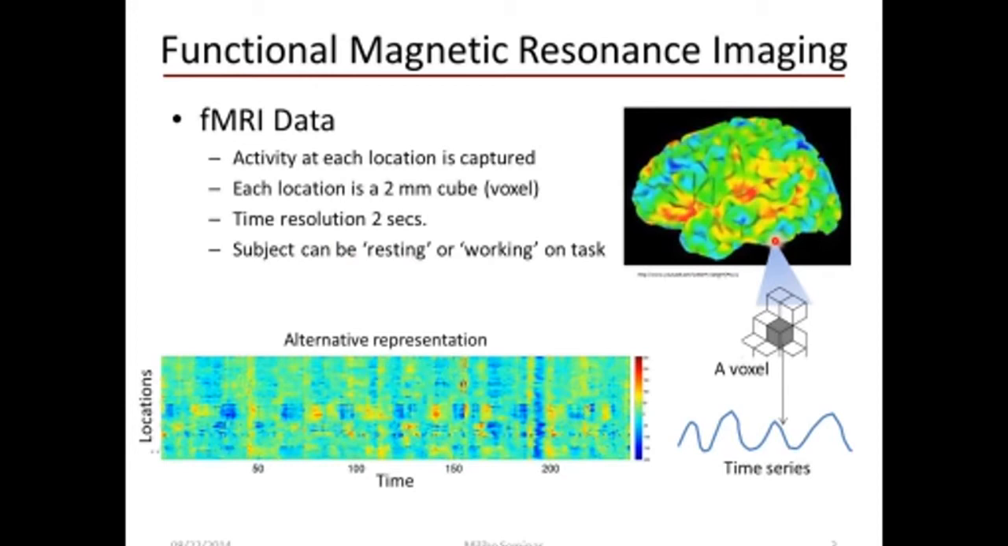Now, if you zoom into any particular location, you would see these cubic voxels, and if you look at the activity over time, it can be represented as a time series like this. All the voxels in the brain, at 2 mm resolution, there are about 100,000 voxels, and they can be represented in the form of this matrix on the left here. The x-axis is time, the y-axis are the locations or voxels, and each value indicates the activity. So this is a very high-level overview of what fMRI data is and how to visualize it.